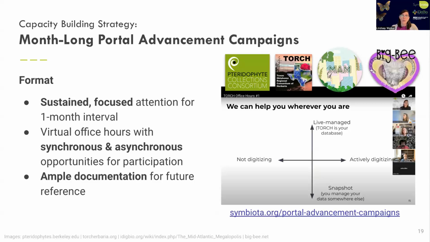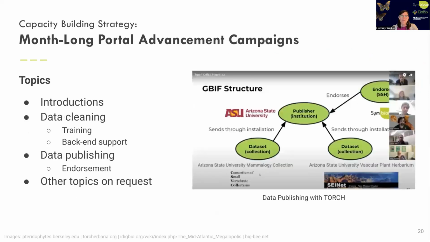The format is that we generally host a series of 4 weekly virtual office hours with both synchronous and asynchronous opportunities for participation, and each meeting is recorded and shared with that specific portal community in a follow-up email. As part of each campaign, we facilitate community interaction so that everyone can meet their fellow portal community members, but also learn more about the Symbiota Support Hub and the resources we've made available to them.